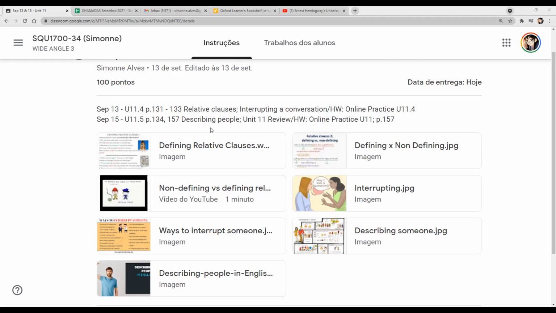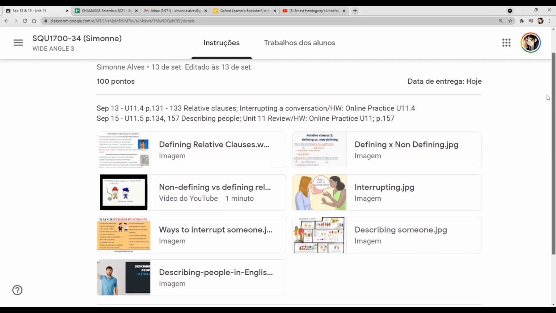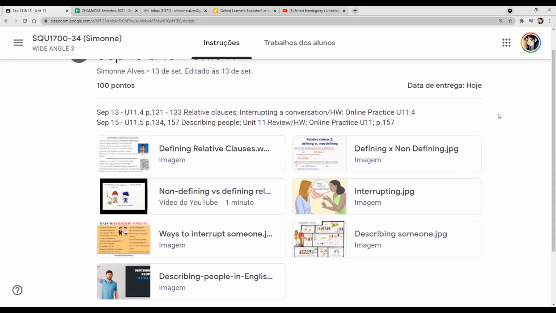This final part of Unit 11 is talking about describing people. But then you can say, this is super easy, we know that already. Yes, but this lesson will bring us some tips on how we can do that in a more fluent way. If you have your books, please open your books to page 134. Let's go there.